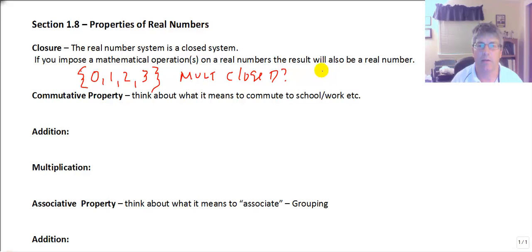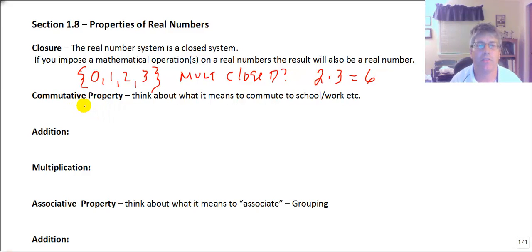Well, let's see. What if I multiplied 2 times 3? Well, I get 6. So with respect to multiplication, this particular set is not closed. Maybe with addition it is. Well, not even that. With addition it's not closed either, because 3 plus 2 is 5. So you get the idea. Maybe subtraction, maybe division, but I'll leave that to you to figure out.